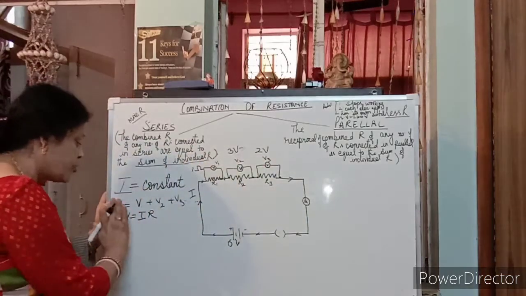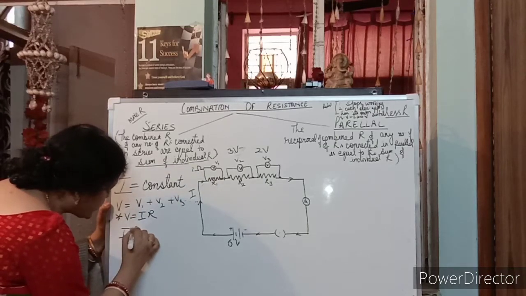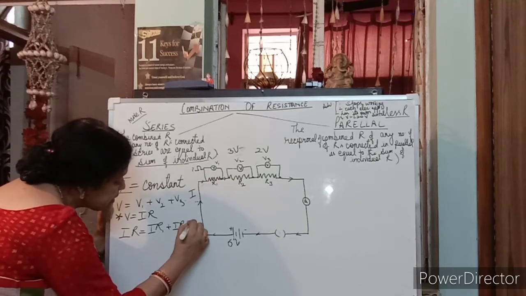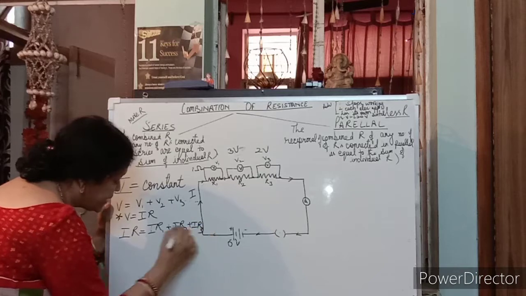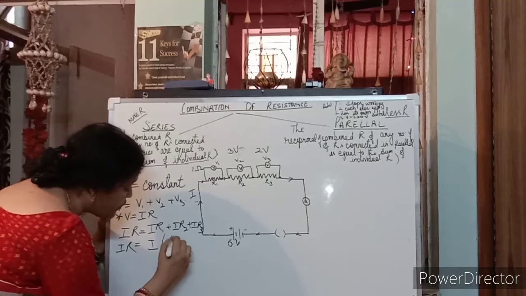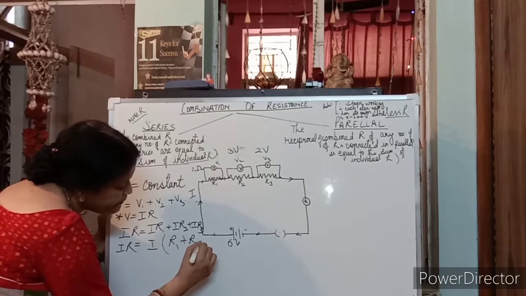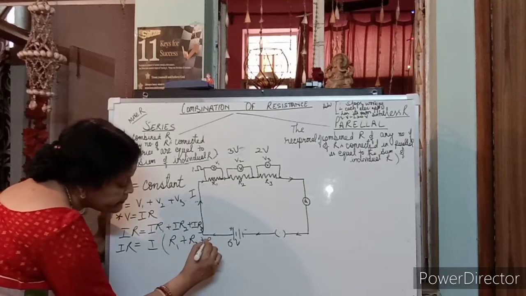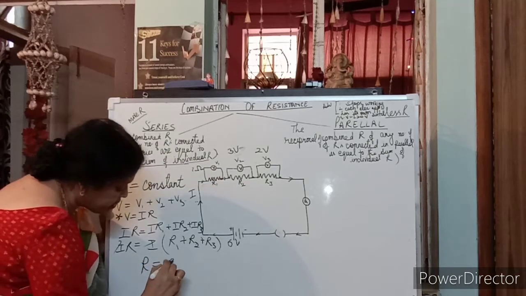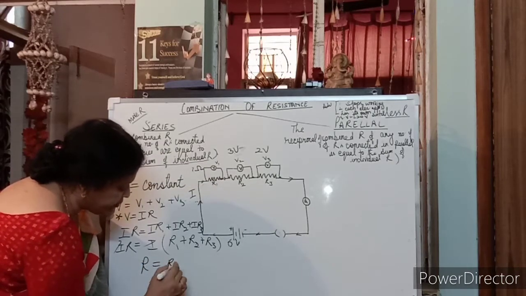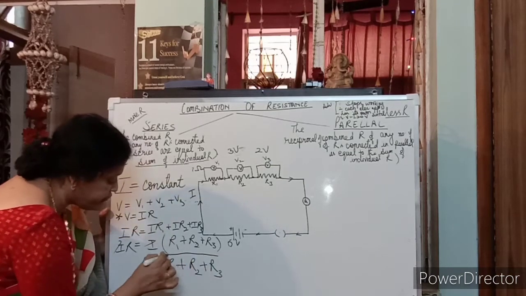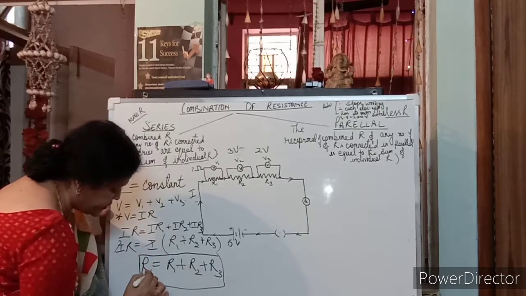So if I put this value over here, then we get IR total is equal to IR1 plus IR2 plus IR3. And if we take I common, because I is constant, so R1 plus R2 plus R3. Right, student? So I cancels. So R is equal to the sum of the individual resistances. This is the law, and this is the formula to find the resistance in series.